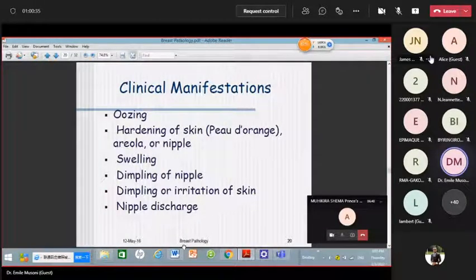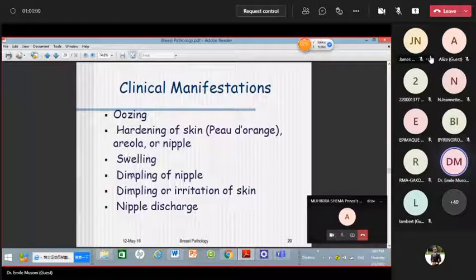Clinical manifestation, maybe this one it is better we see them on physical examination. We see them in practice where there is oozing, like a lump, hard, what we call peau d'orange. This is a characteristic of breast carcinoma.